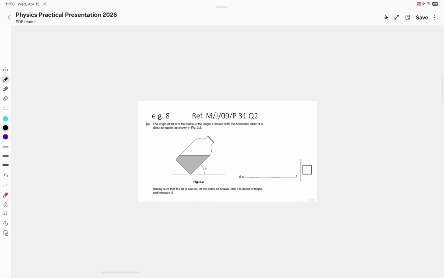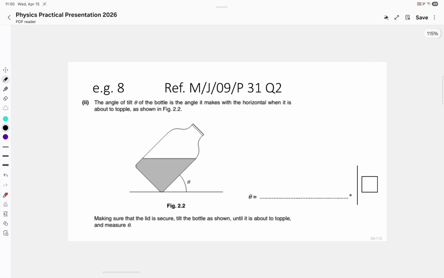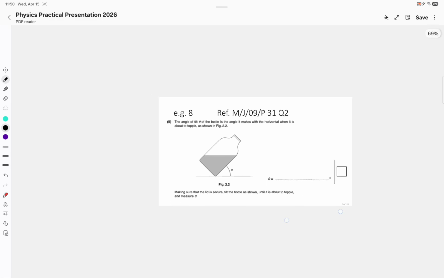Let's take another example. That's from May June 2009, paper 31, question 2. An angle of tilt of the bottle is the angle it makes with the horizontal when it is about to topple. And most of you must have attempted this question in your routine practice sessions in the labs. Make sure that the lid is secured, tilt the bottle as shown until it is about to topple, and try to measure an angle. Now see here.